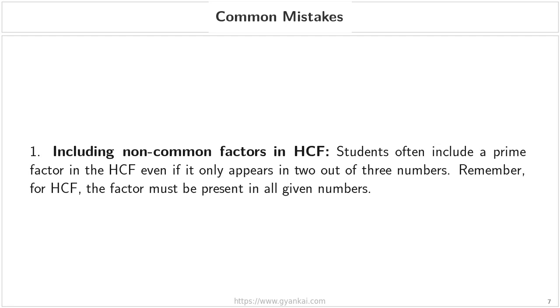First, watch out for including non-common factors in your HCF. It is very common to see students include a prime factor in the HCF calculation simply because it appears in 2 of the numbers. However, remember what we discussed in slide 2. For the highest common factor, that prime factor must be present in every single number in the set. If it's missing from even one number, it cannot be part of the HCF.